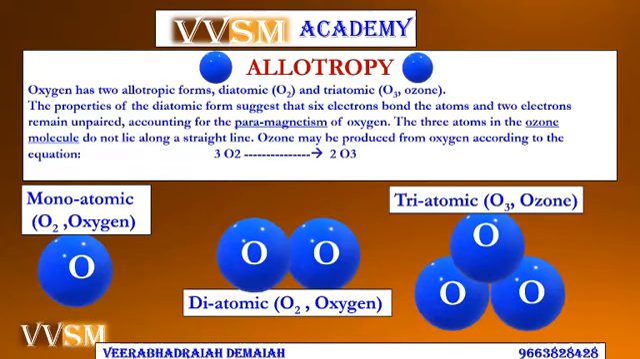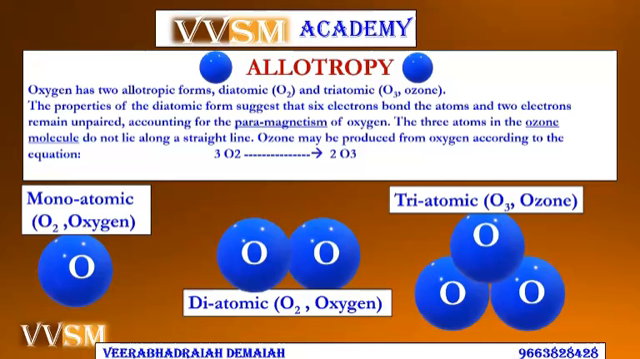Allotropy. What is allotropy? You know, my dear friends, allotropy is a phenomenon in which certain elements have the same atomic number but exist in different forms. For example, oxygen has 2 allotropic forms, diatomic oxygen O2 and triatomic oxygen O3, which is called ozone. The properties of the diatomic form suggest that 6 electrons bond the atoms and 2 electrons remain unpaired, accounting for the paramagnetism of oxygen.